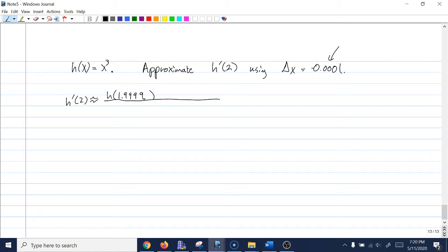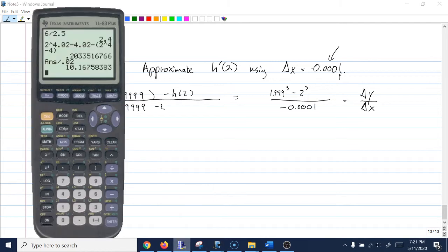What is that? That is 1.9999? Yes. Minus h of 2 divided by 1.9999 minus 2. I think I wrote, yeah, it's the fourth place, so there's 4 nines. That'll be negative 0.0001 on bottom. That's right. That should be a delta x on bottom. The thing on top will be delta y, will be 1.9999 cubed minus 2 cubed.